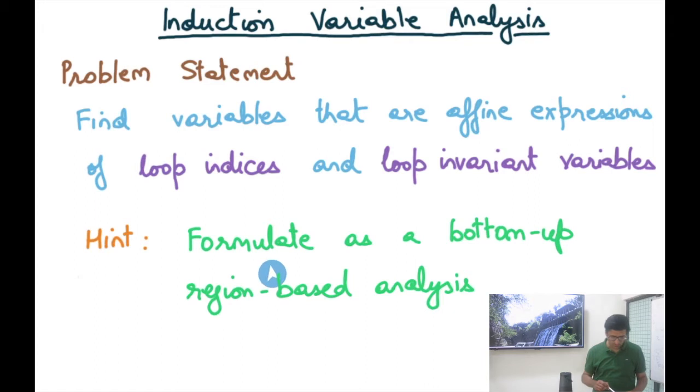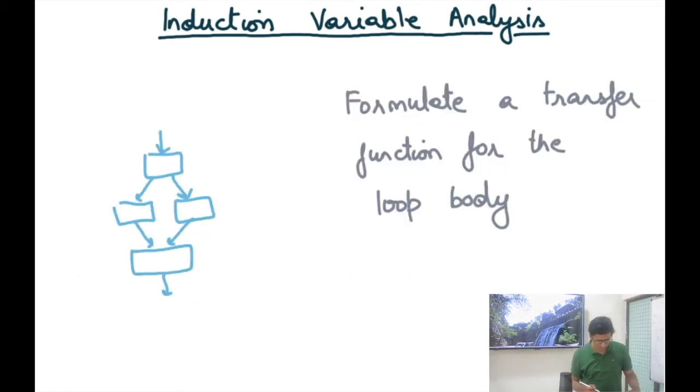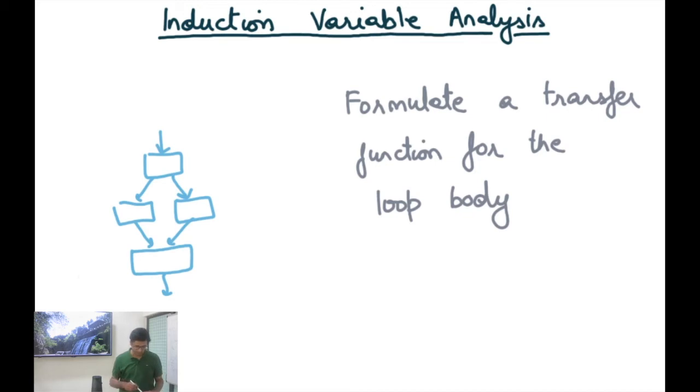And the way we're going to solve this problem is by formulating it as a bottom-up region-based analysis, and that's what we have been discussing all along. So for example, we are going to first formulate the transfer function of the loop body in our region-based analysis, and we know how to do that. We are going to summarize the transfer functions of basic blocks, and based on that we are going to summarize the transfer function of the entire loop body.